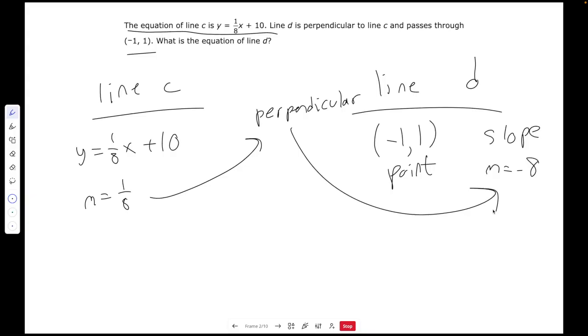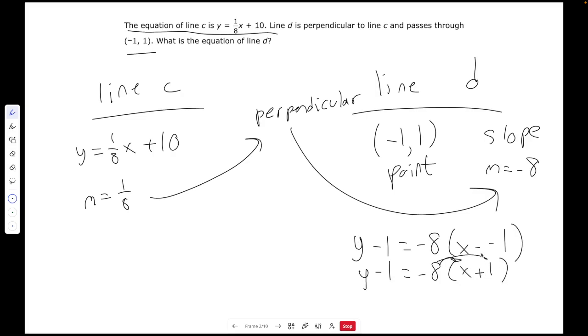So now that we have a point and a slope, we're going to use point slope form. Again, we should already be familiar with that. We plug in, so we have y minus 1 equals -8 parentheses x minus -1. And we need to put it in slope-intercept form. So now we just simplify. We distribute, so now we have y minus 1 equals -8x minus 8. The last step is to add 1 on both sides. And so our final answer is y equals -8x minus 7, final answer.